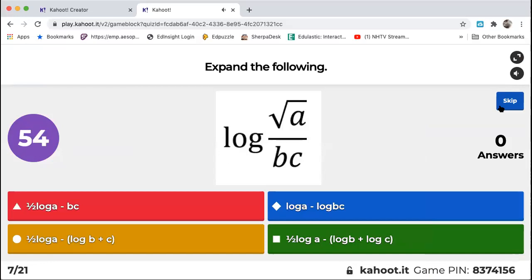So expand means you want to write this in separate logarithms. Brooke, you can always move your desk if you can't see directly on.